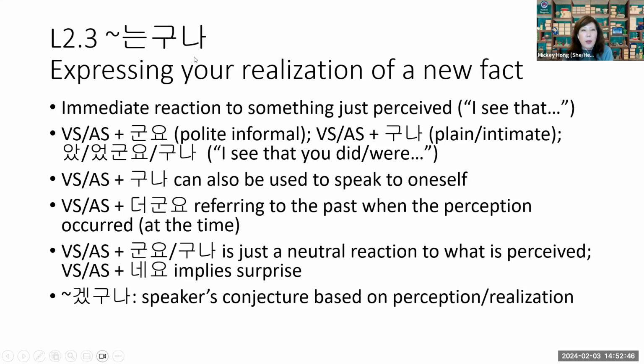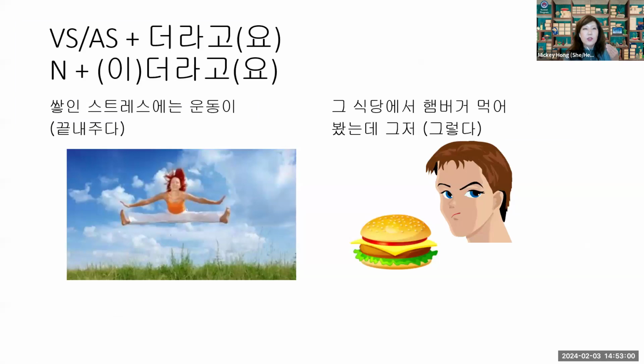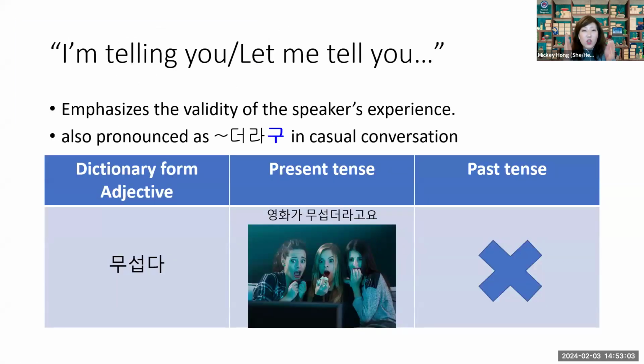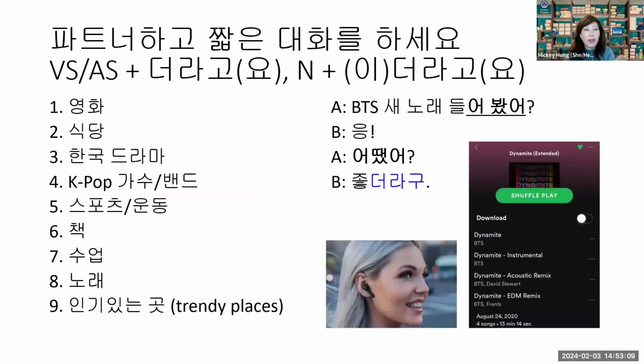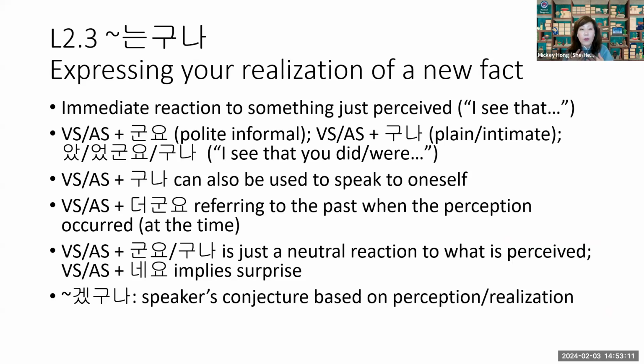Third grammar, 는구나, expressing your realization of something new. So it's very similar to before, but you're trying to be convincing, you guys. I am telling you, let me tell you this is how it was. I'm telling you, I find it to be this way, that way. It's very opinionated. 는구나 is like almost a self-actualization, like I see. It's like, oh, you were talking to yourself. Okay, I see. This is how it is.